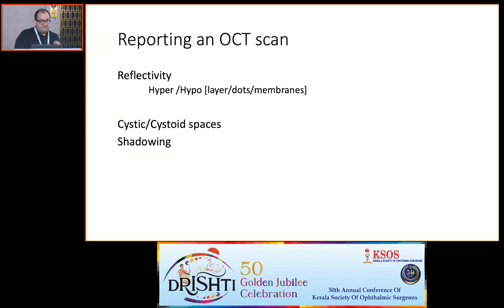Reporting an OCT scan is very important. Just writing the diagnosis doesn't make you a good clinician. You have to be very precise with the way you interpret and depict the findings. It is always mentioned in the sense of reflectivity. It can be a hyperreflectivity or hyporeflectivity. It could be of the layer or the dots or the membrane structure which is seen. It can have cystic or cystoid spaces and shadowing.